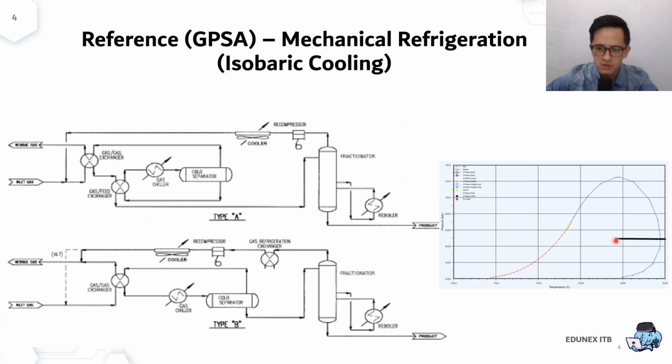So once we achieve this target, achieve this condition, we can send it, let's say, to a flash separator, so that the gas, the residue gas, can be recovered, while the heavy hydrocarbon can be recovered as a condensate. In terms of the process configuration, there are at least 4 options that we can use. This is again coming from the GPSA section 16. So there are type A, type B, type C, and type D.